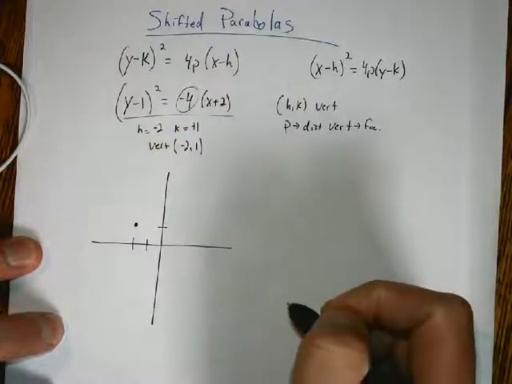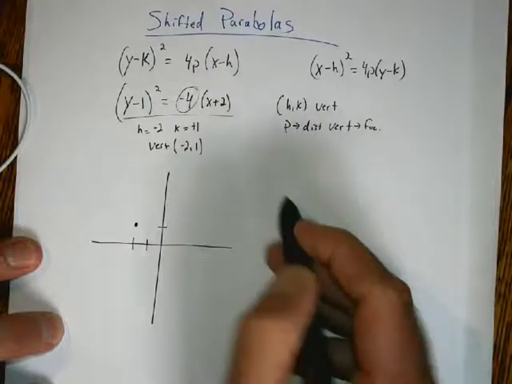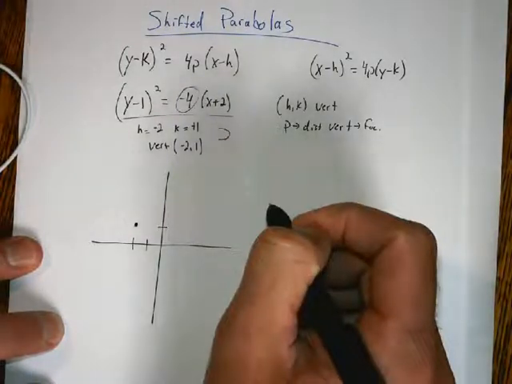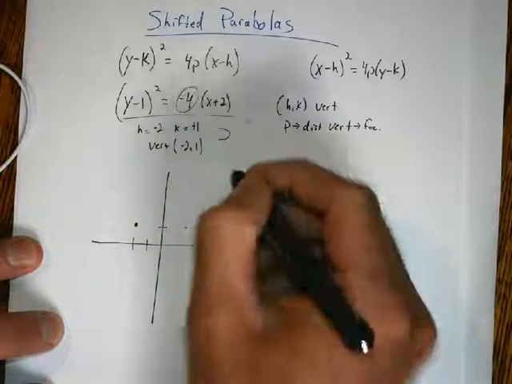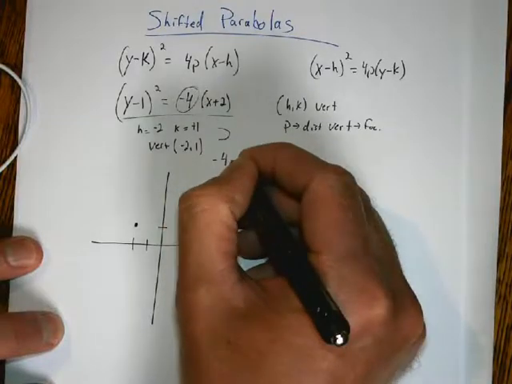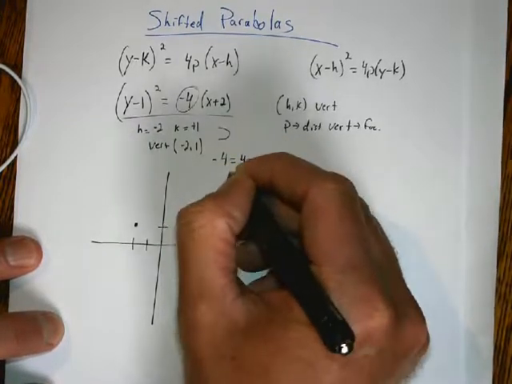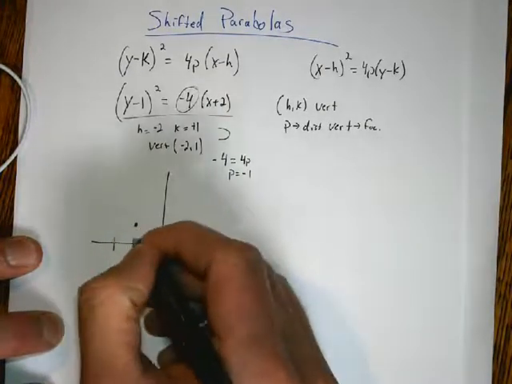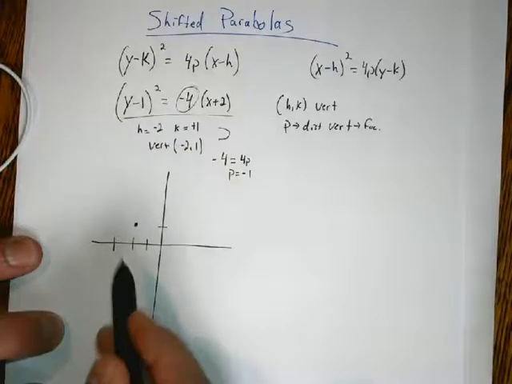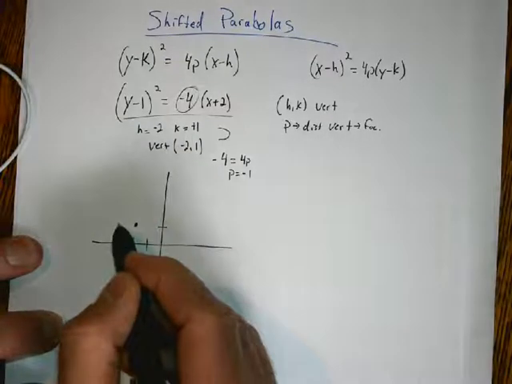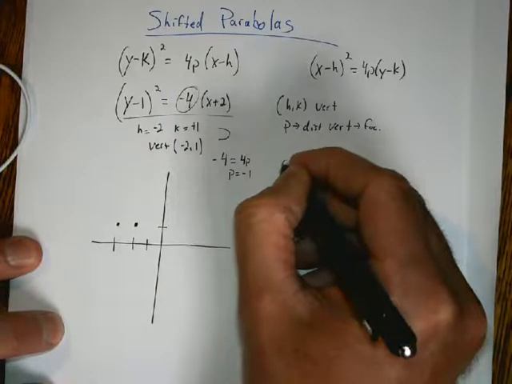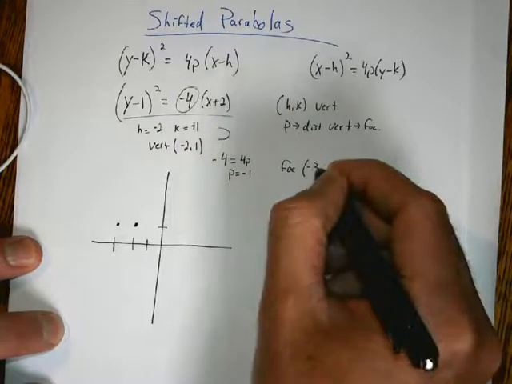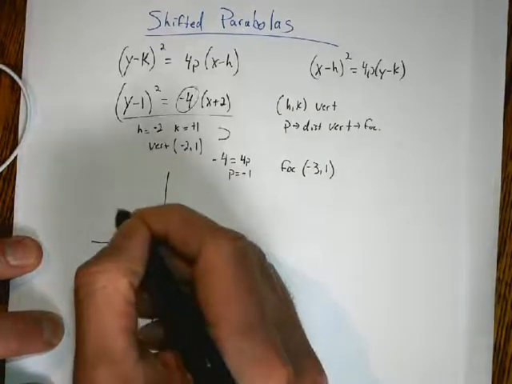Next, I know that I have a negative 4 in front of the x plus 2. So I know that this has to open towards the left because it's negative. So what we do is we take the value out front, that negative 4, and we set it equal to 4p, which means our p value is negative 1. So that means that my vertex here opens to the focus here. So our focus is going to be located at negative 3 and positive 1. It has to open like this.